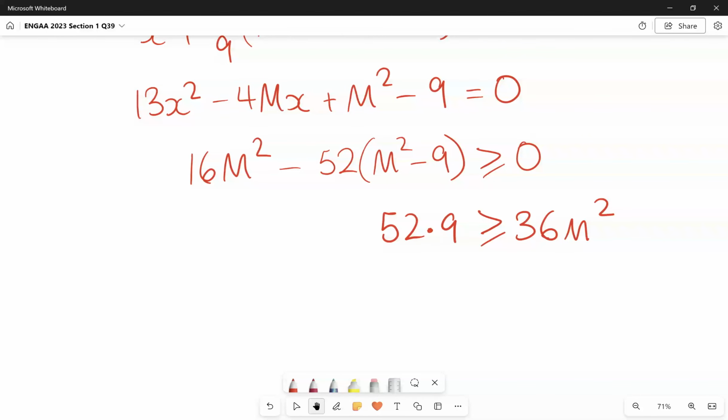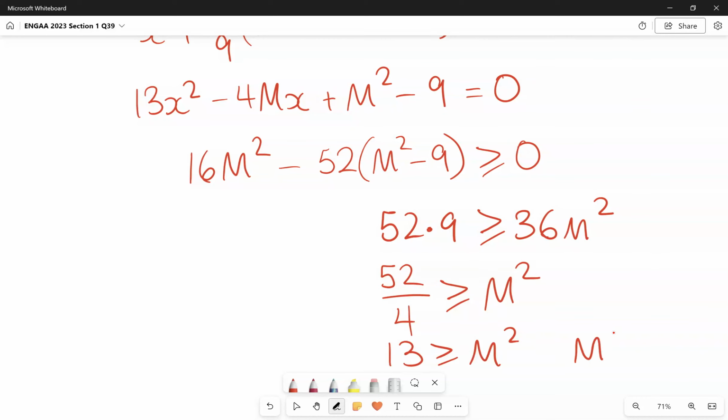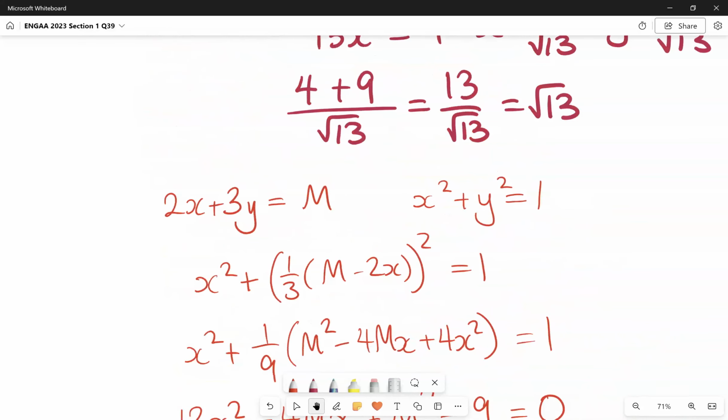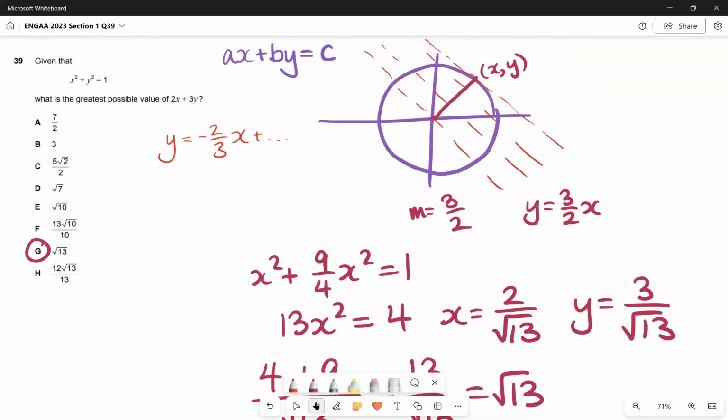So if I divide by 36, I know 9 over 36 is a quarter. This is 52 over 4. M squared. So 13 is greater than or equal to m squared. So m, given that we're looking for the maximum value, m is less than or equal to root 13. So the answer is root 13, as highlighted by the previous method. Hopefully these make sense, but if you do have any question, please do let me know.